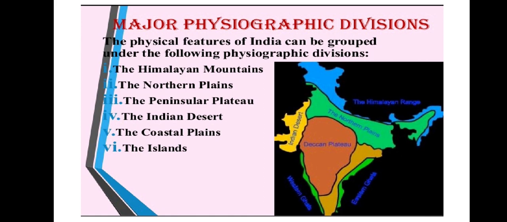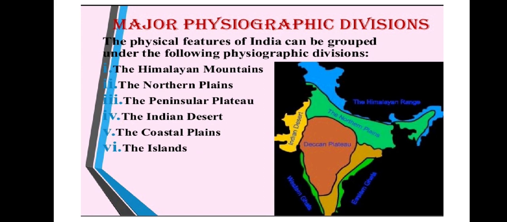Then third we have Peninsula Plateau. In the map it's written as the Deccan Plateau. It's one of the largest plateaus of the Peninsula Plateau. It includes different minor plateaus as well. Then we have Indian Desert in the yellow color. It's also called the Great Indian Desert. Then we have the coastal plains, again in a greenish color, on the right side and left side. That means along the coastal regions of the Arabian Sea and Bay of Bengal.